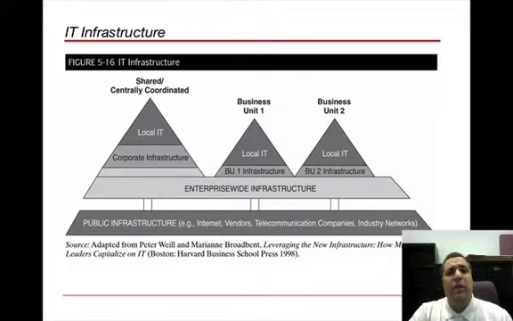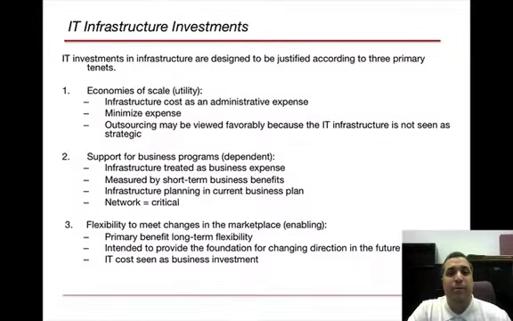This is another look at the IT infrastructure. This is shared, centrally coordinated, and might have a larger section. Business Unit 1 and Business Unit 2 might have smaller pieces. You might have an enterprise-wide infrastructure supporting all of this. Again, it depends on this whole notion of the decentralization or co-location of various services. In larger organizations, it gets a lot more complex. In smaller organizations, things are generally centrally coordinated.